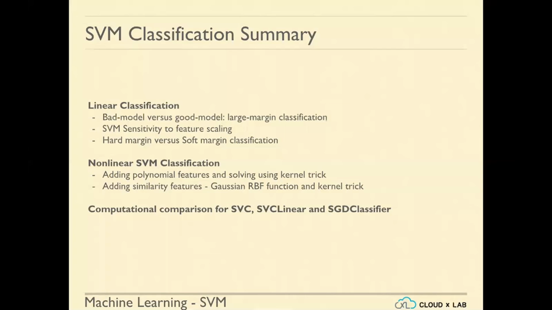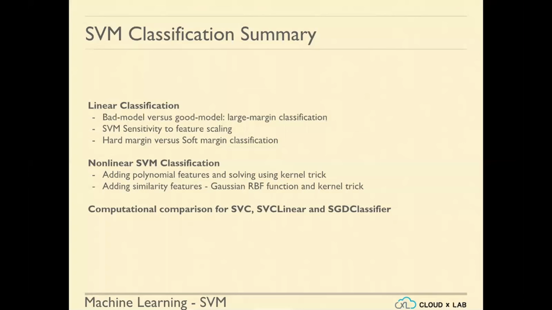Where the number of instances is smaller and we want a good model, we can use SVM. If the number of instances is larger, but we want the width between the two classes to be high, meaning we want a good classification, we can actually use SGD with the hinge loss. Okay, so SVM is sensitive to feature scaling.